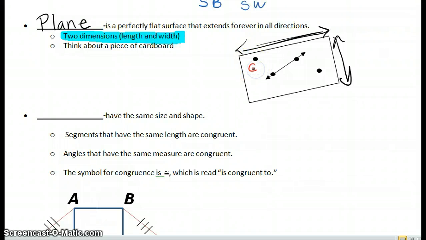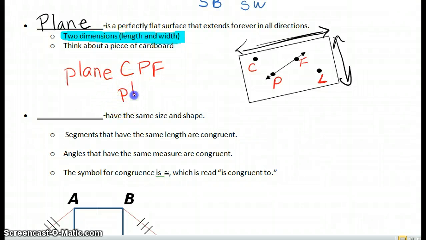Let's think about some names for the points. We could label point C, we could label point P, let's have point F, and how about point L? So if we're going to name our plane, there is no symbol for that. We just have to write the word plane. And then we choose any 3 points we want. Well, I like points C, P, and F. So when I label a plane, I have to write the word plane, and then I can choose any 3 points. How about L, F, and P?